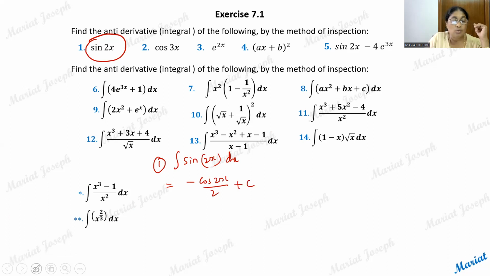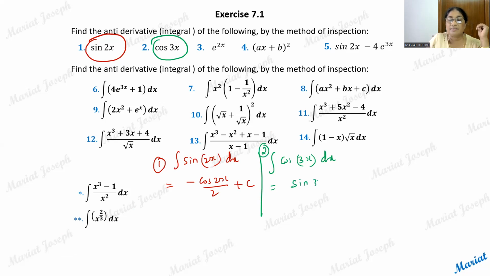All right. Now, the second one, cos 3x. Who is going to give me the correct answer? Cos 3x, integral of cos 3x. Kushi, can you say what is the integral of cos 3x? Sine 3x by 3 plus c. Sin 3x upon 3 plus c.